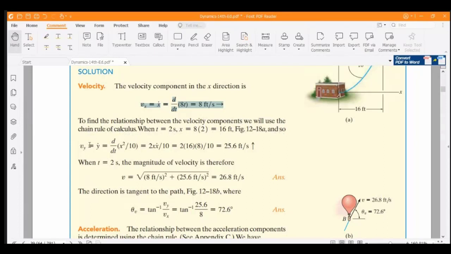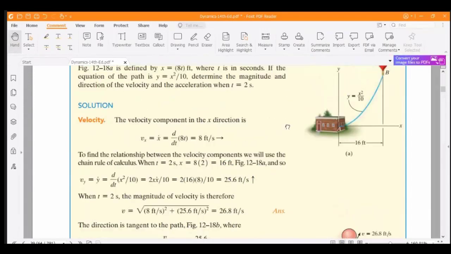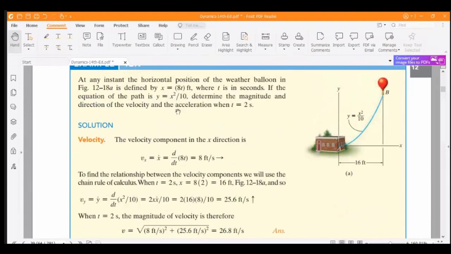And so Vy equals y dot equals d by dt of x squared by 10, equals 2x into dx by dt, and they have written it as x dot by 10. So we know x dot is 8, and x is 16. 2 into 16 into 8, divided by 10, is 25.6 feet per second. It is the same as what you derived when putting in this value.